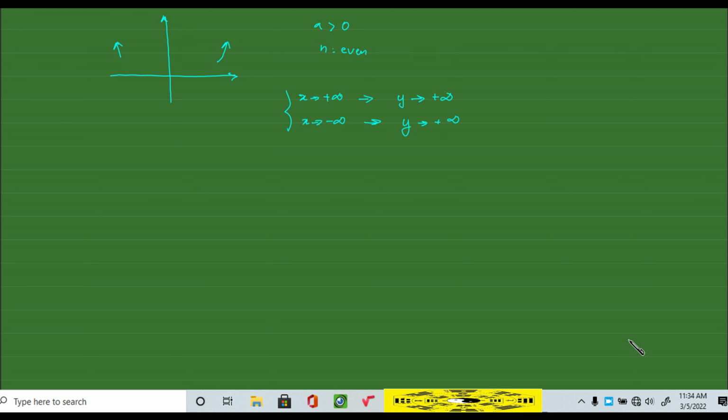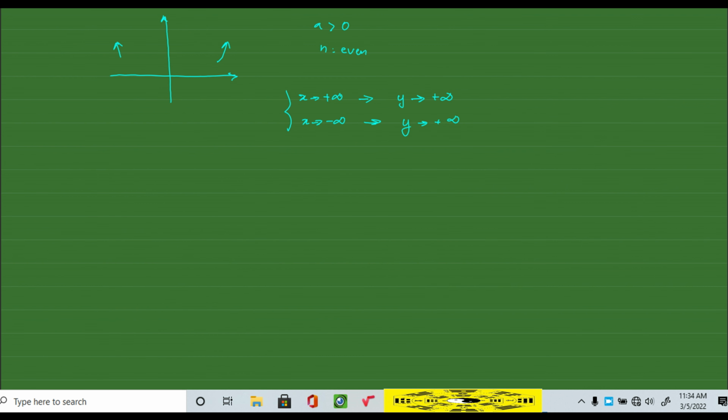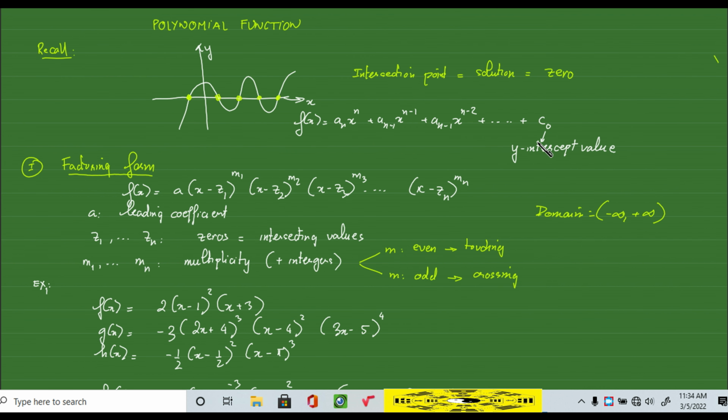Good. Now, that is the factoring form of a polynomial function. It's very easy to determine the zeros, the multiplicity, or the solutions when the polynomial is in factoring form. However, what if they give you a polynomial function in standard form? Then it's very hard to find the zeros and the multiplicity. We don't know where it's touching, and we don't know where it's crossing.